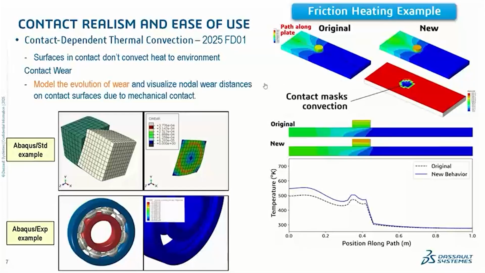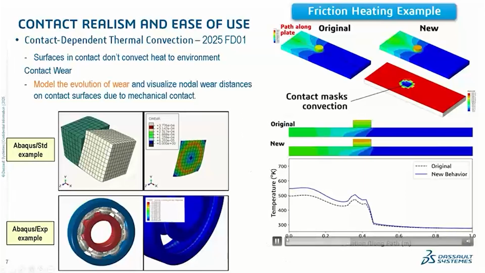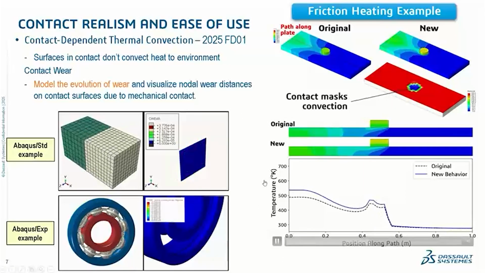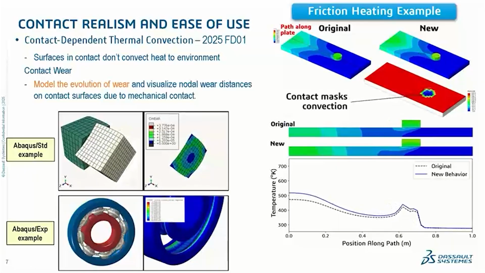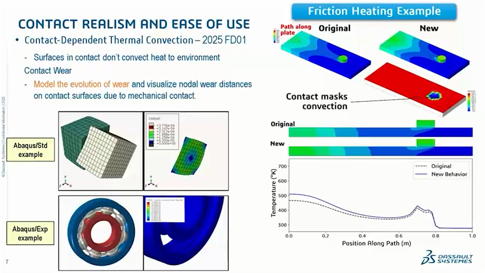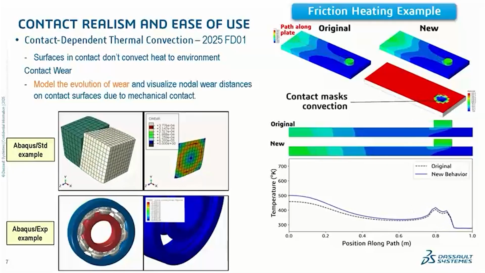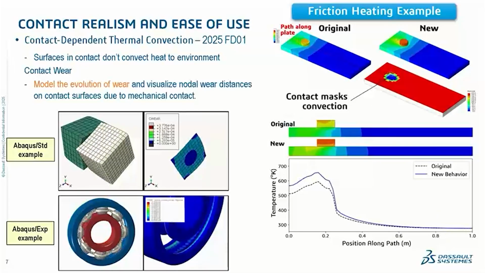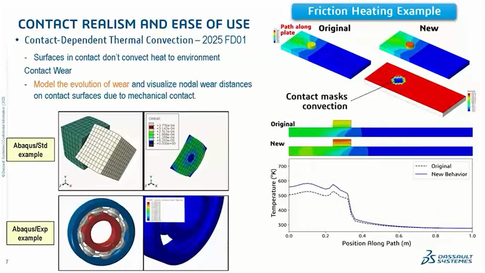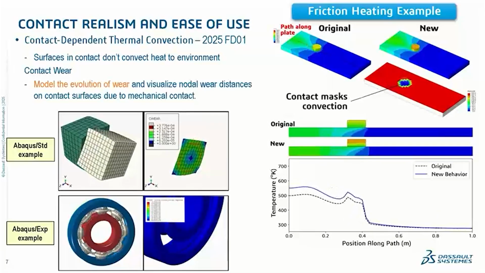Okay, I'll continue with the presentation. So contact-dependent thermal convection, and then also the contact wear definition. As we can see, it was previously impossible to include the surface effect, which could be convection or conduction thermal effects. So now with the enhancement, we can include the convection into the contact definition.